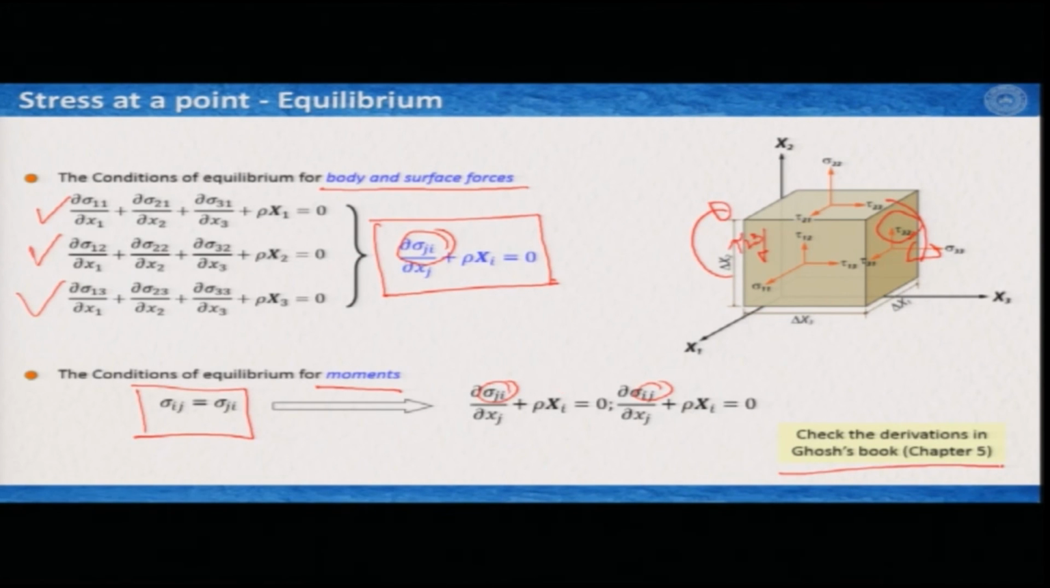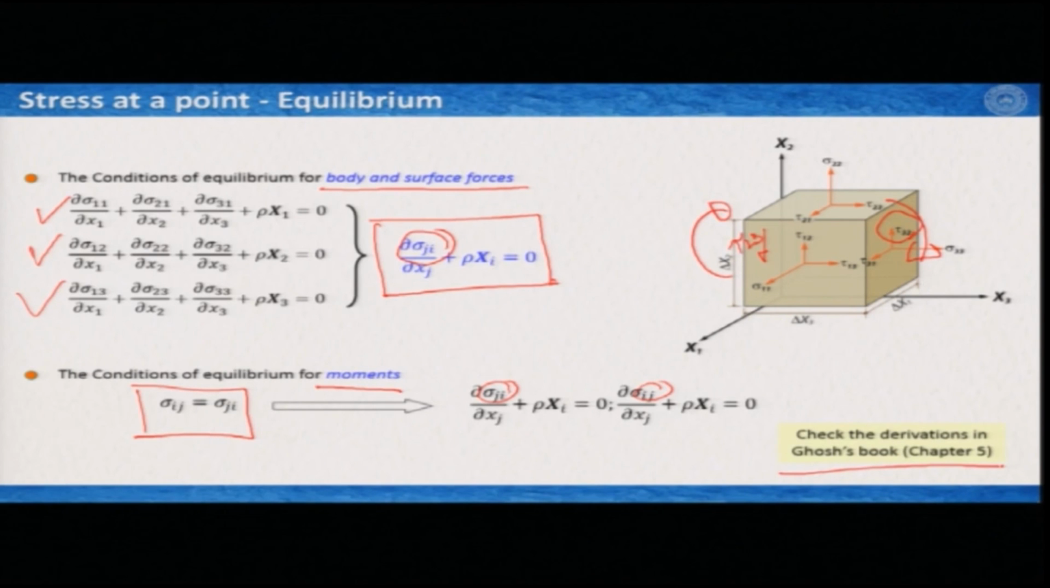I did not dedicate too much time to this, because you can get these derivations from other books, but I hope you have now understood the concept of stress on a surface, which is a vector, traction, and stress at a point, which is a tensor.